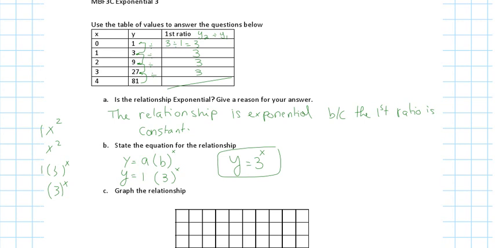Are we okay with that? Do we know where we got the a from? That's where x is 0, y is 1. That's my initial. Always you look at x is 0 for your initial. Okay? So let's say if this was 10, then your initial is going to be 10. And then your base is the same thing as your first ratio. We talked about that yesterday. The ratio is the base.